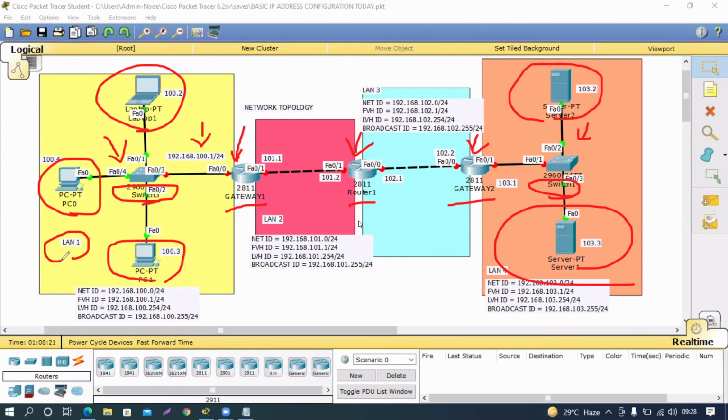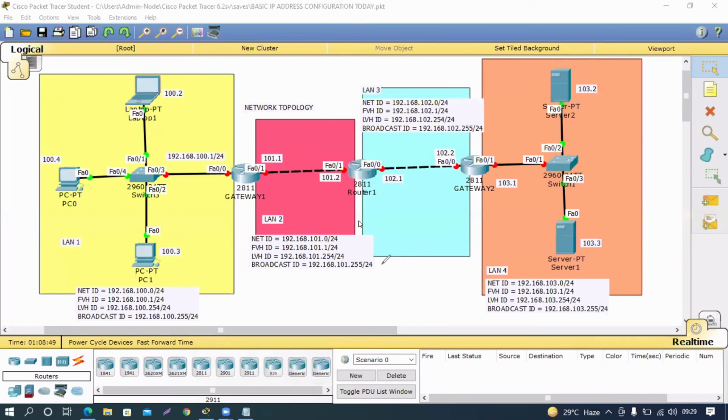What is the network ID of LAN number 1? It is 192.168.100.0/24. LAN number 2 network ID is 192.168.101.0. Similarly, LAN number 3 network ID is 192.168.102.0, and LAN number 4 is 192.168.103.0.